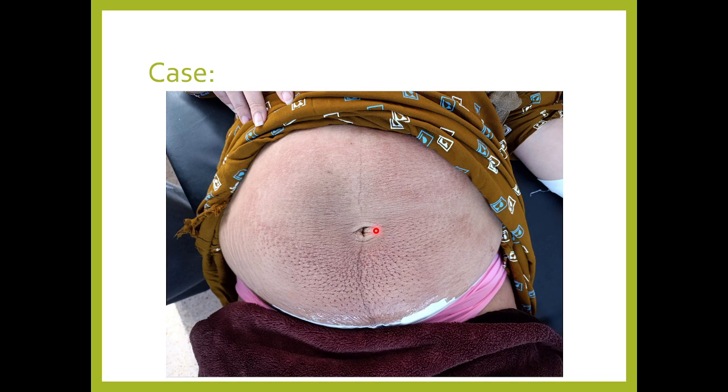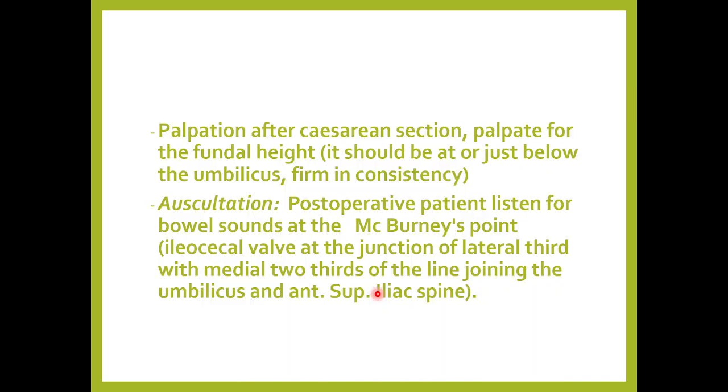The umbilicus is inverted. There is pigmentation, mostly like the chloasma, hyperpigmentation of pregnancy. There is blood staining over the abdomen and there is abdominal wall edema, or what we call the peau d'orange appearance. There are no dilated veins, normal hair distribution is seen. So this is by inspection.